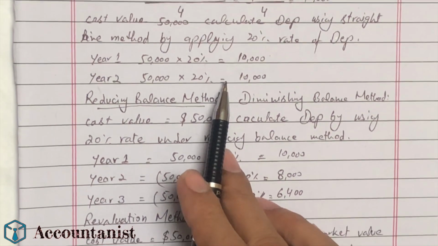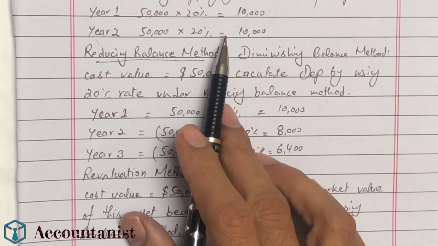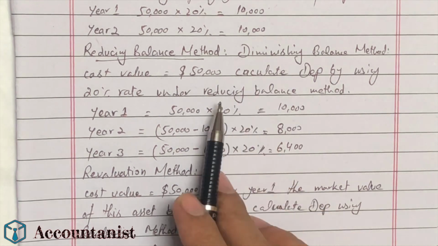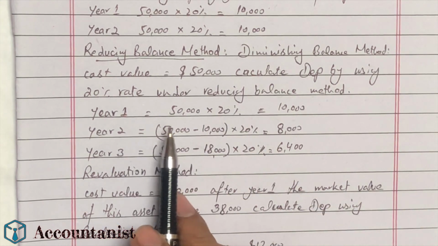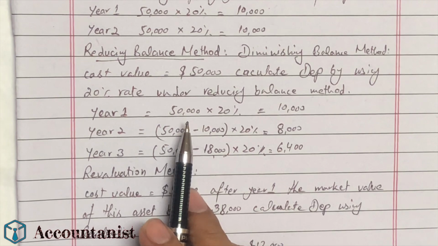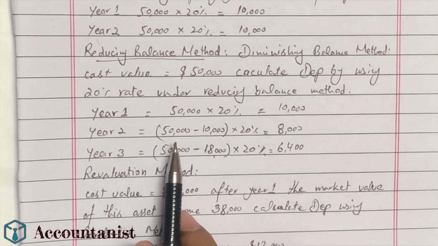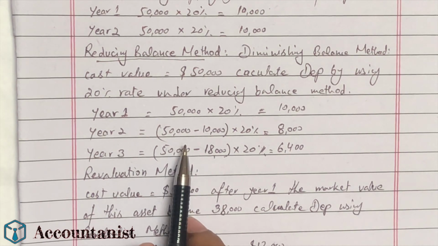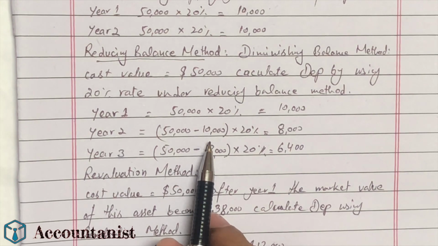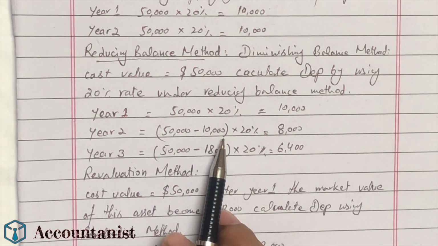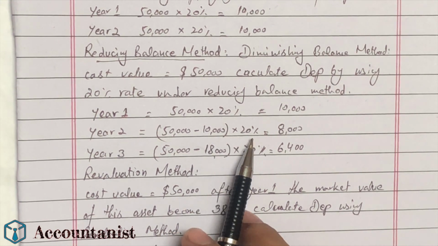So it will remain the same every year, as we have seen in this example. The reducing balance method is also called the diminishing balance method, in which in the first year we calculate the depreciation by using the cost value and the depreciation percentage, but from year 2, we'll calculate the depreciation by applying the percentage on the net book value, which means cost minus the total previous years' depreciation, and the value that we are left with, we will apply the percentage on that.